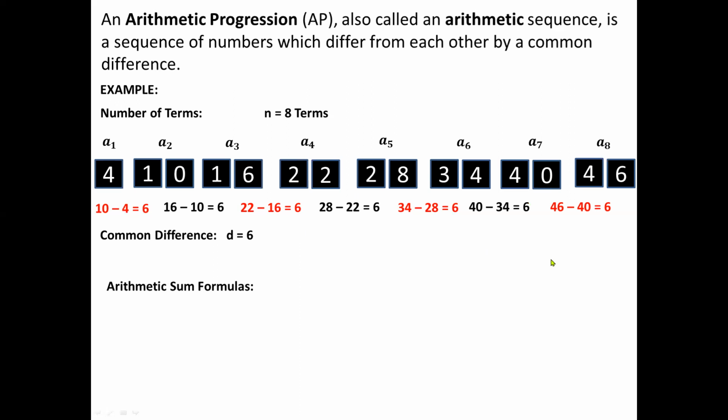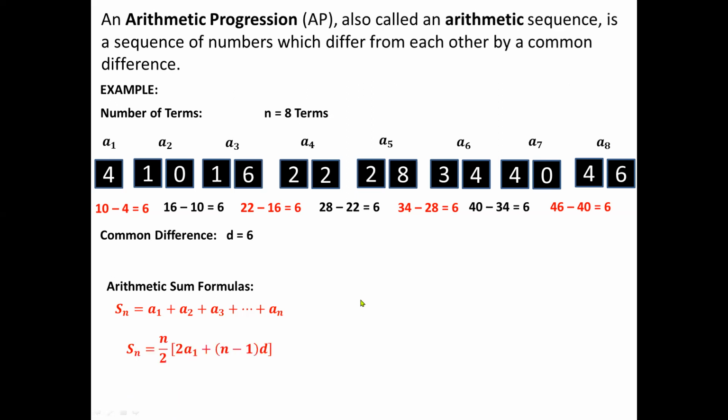Now, we also have the formulas for arithmetic sum. Solving for arithmetic sum, pwedeng ganito, S sub N ang ginagamit nating symbol sa arithmetic sum. Yung N ang ibig sabihin kung ilang term yung given example natin. In this case, we have 8 terms, that is why ang S sub N natin ay magiging S sub 8. And then a sub 1 plus a sub 2 plus a sub 3 up to a sub N. Kung ilang term yan, ang lahat ng terms i-add lang natin so that we can obtain our arithmetic sum.